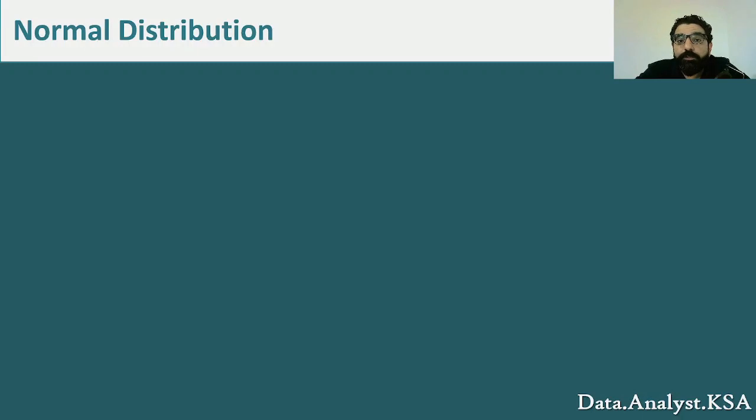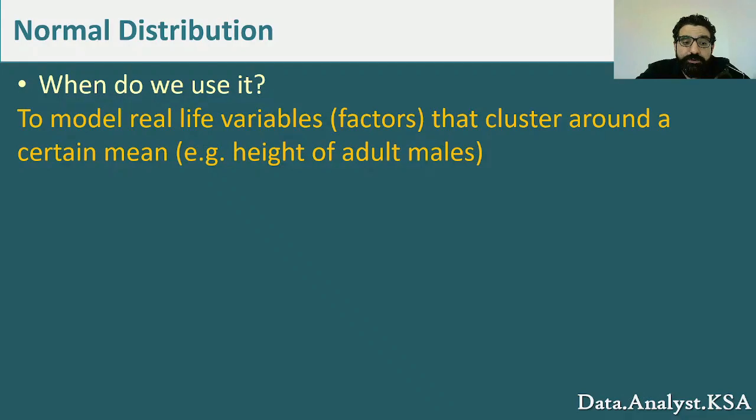Now we will move into the normal distribution. So when do we use the normal distribution, or when do we see the normal distribution? The normal distribution can be seen in real life variables or factors that cluster around a certain mean. So let's say we are talking about the height of adult males around the world. We will see that there's a certain mean that most of us fall around, with a variance that goes above and below. So we can say that the average of that distribution is here, and most of our population falls within that average. And as we go far from the average, the values go less and less.